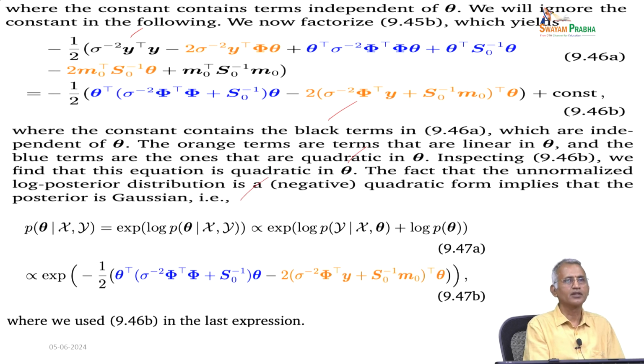Therefore, p of theta given x, y is equal to exponential of log of p of theta given x, y, which is proportional to exponential of log of p of y given x, theta plus log of p of theta, which is proportional to exponential of minus half into theta transpose (sigma to the power minus 2 Phi transpose Phi plus S naught inverse) theta, minus 2 (sigma to the power minus 2 Phi transpose y plus S naught inverse m naught) transpose theta, and this represents 47b. Here we used 46b in the last expression, so it satisfies p of theta given x, y.